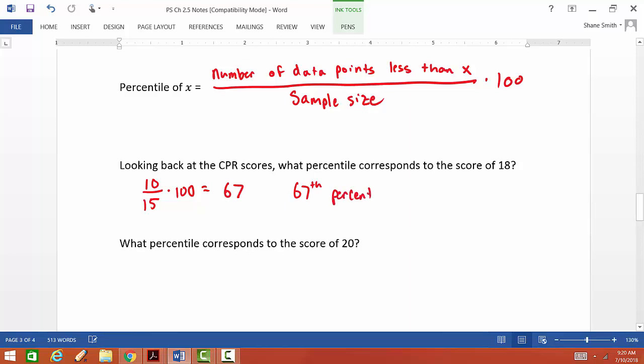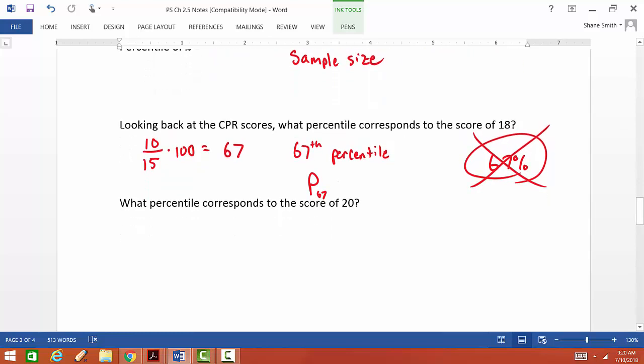You can write the percentile out like this, or you can write capital P sub 67. What you should not do, though, is write 67%. This is a no-no, because 67% is a percentage, whereas a percentile is not a percentage. So make sure that you do not put the percent sign when you give a percentile. Now go back to your CPR data set and see if you can find the percentile for a score of 20 on your own.